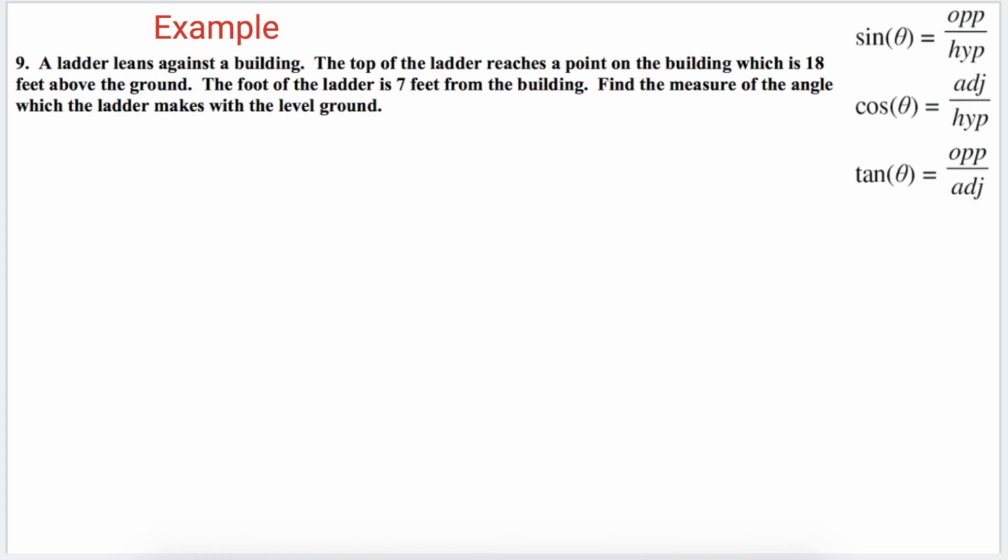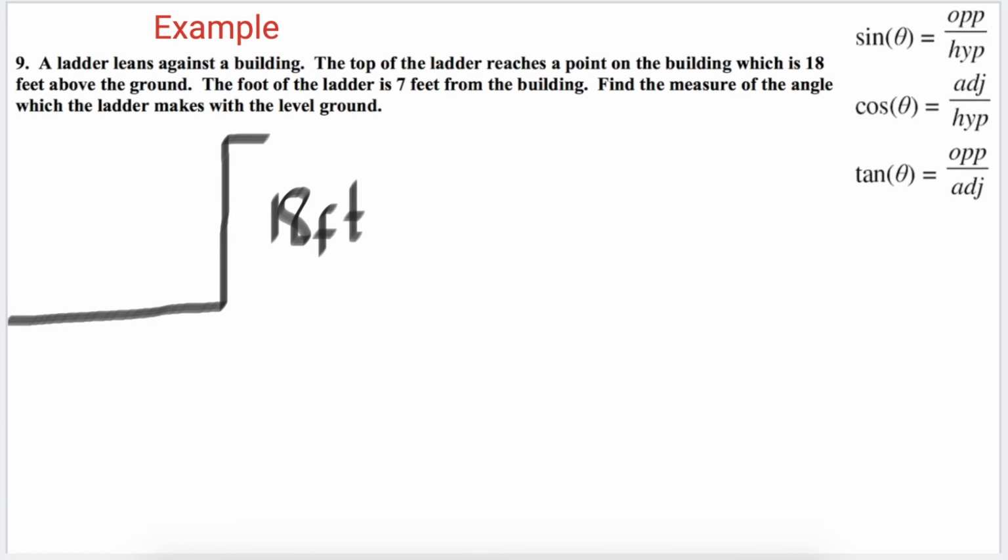The first thing we always do is to draw a diagram. So I'm going to draw a diagram of the building, and then I'm going to label it 18 feet according to the information that we're given. The next thing I'm going to do is to indicate where the ladder is. So the ladder is leaning against the building, and we're told that the bottom part is 7 feet from the building. So the final part is to figure out the angle that is formed by the ladder and the level ground, and that's going to be this angle here. We're going to label it theta.